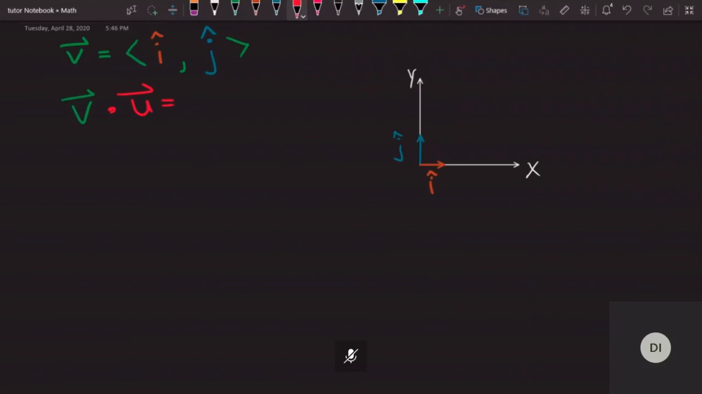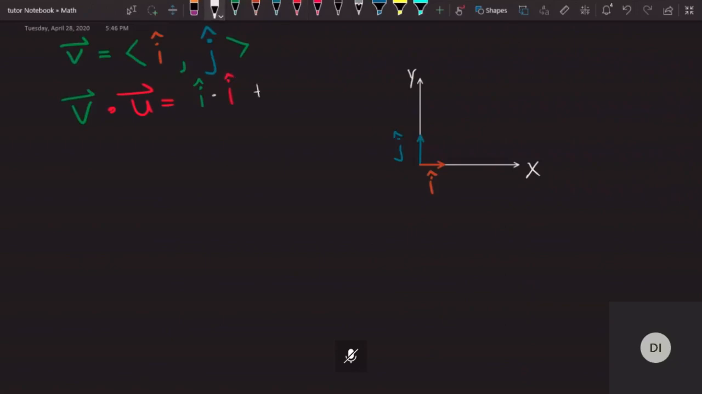A vector is identified by an i component and a j component, which are in the x and y direction respectively. So the i component is in the x direction and the j component is in the y direction.